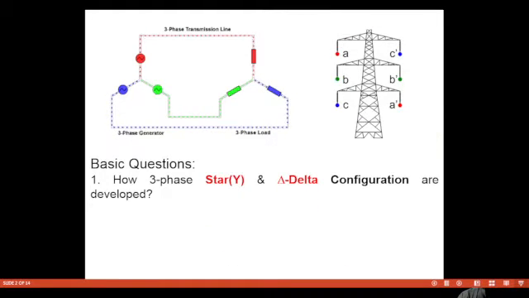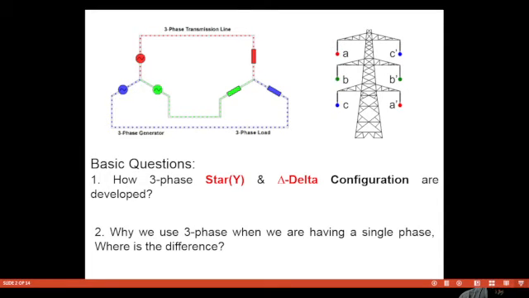Now, the basic questions which usually come to mind: how are three-phase star and delta configurations developed? The second question: why do we use three-phase when we have single phase? Where is the difference between these two? We will go through that also.